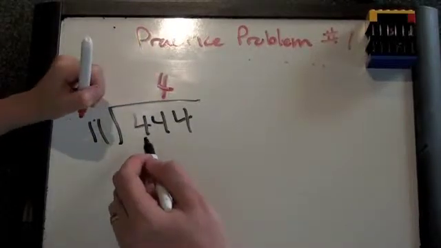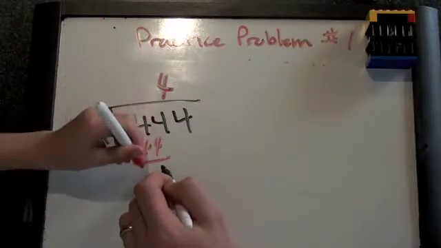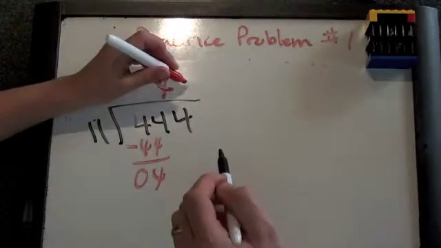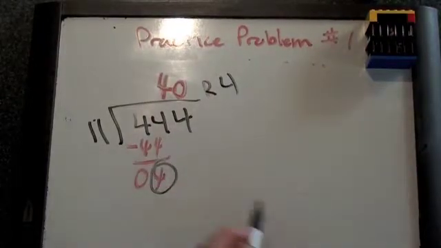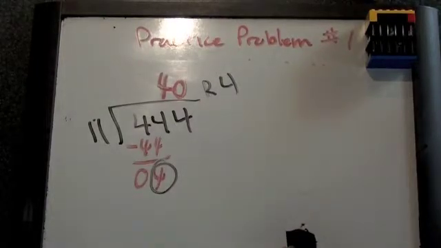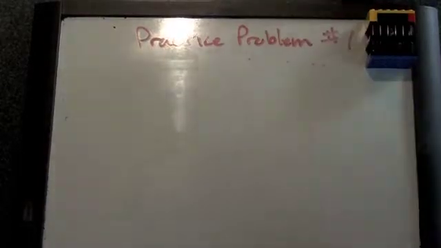So you write the 44 down here, and you subtract. You get 0, and you bring down the 4. 11 goes into 4 0 times. So our answer is 40, remainder 4. So 11 doesn't go into 444, the remainder is 4. So what number does 11 go into, if the remainder is 4 on this one? 448? No, the remainder will be 8 on 448. Oh, 440.